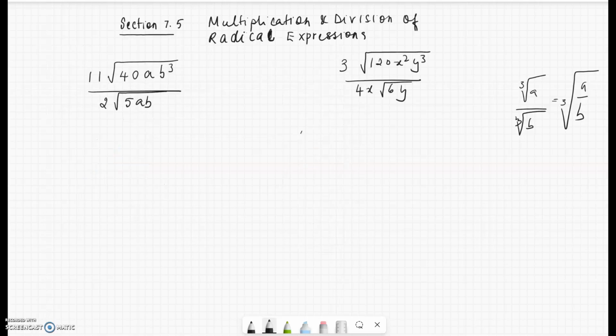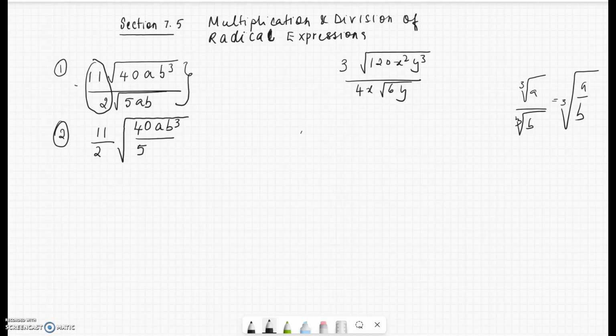Couple of problems here. 11 over 2, and we have a square root in the numerator and a square root in the denominator that can be combined. So let's keep the 11 over 2. So that is these two numbers, nothing cancels. But we could combine the two numbers, one in the numerator, one in the denominator, by writing it as the square root of 40ab cubed over 5ab. So let's simplify what's inside, and that is 11 over 2.